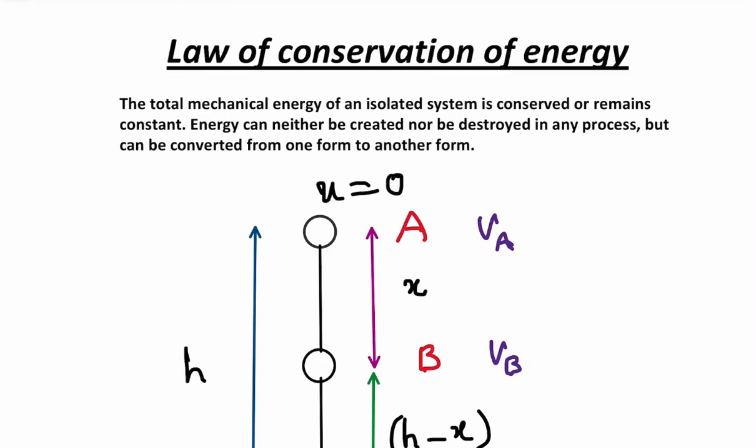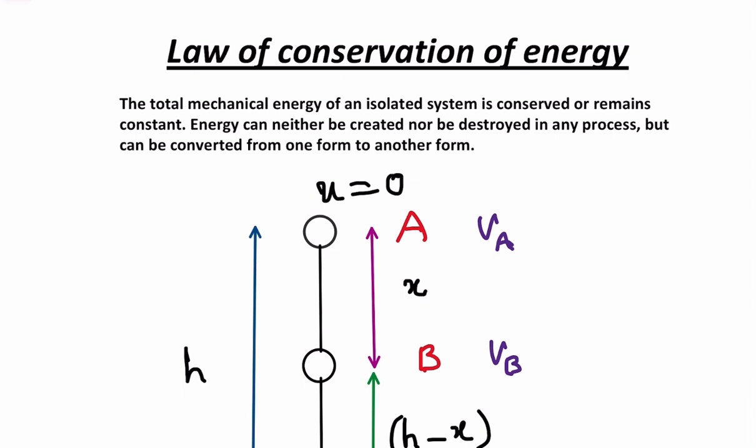Hello everyone. Today let us discuss the law of conservation of energy. The statement goes like this: the total mechanical energy of an isolated system is conserved, or remains constant. Energy can neither be created nor be destroyed in any process, but can be converted from one form to another form. Let us prove it today.